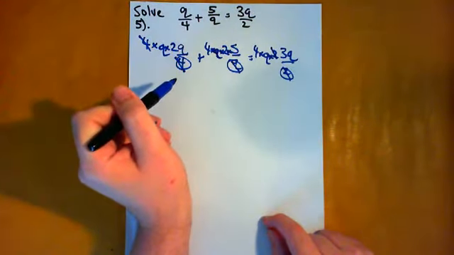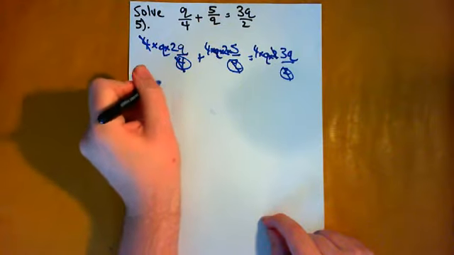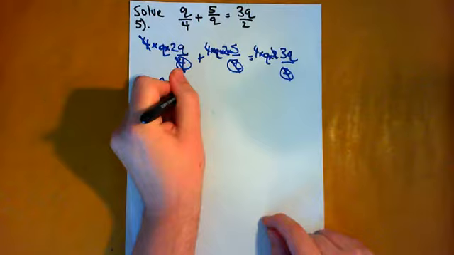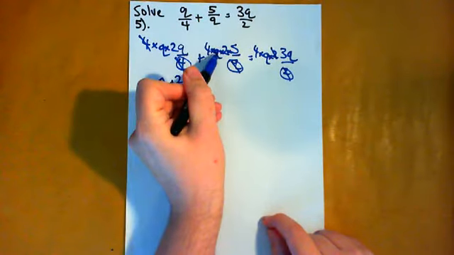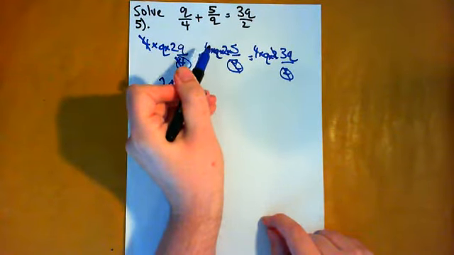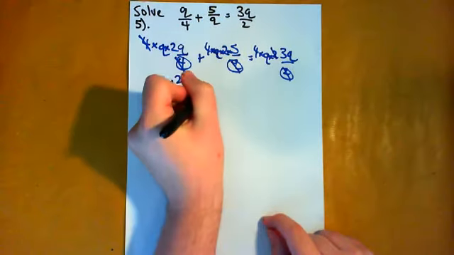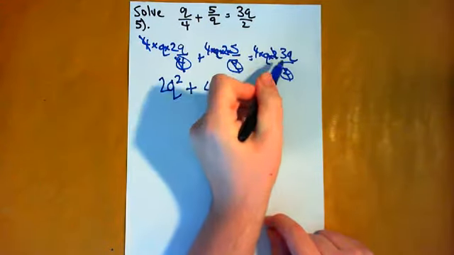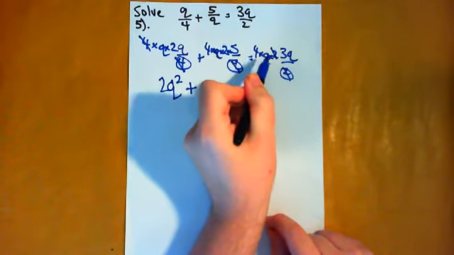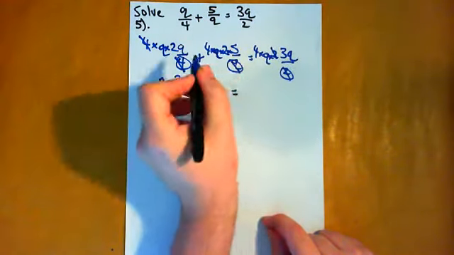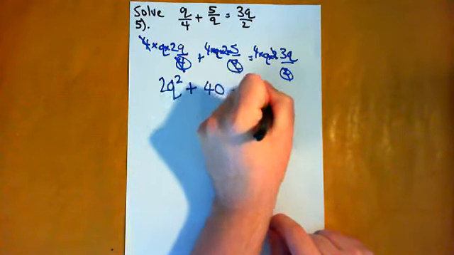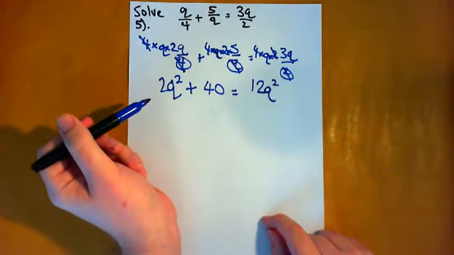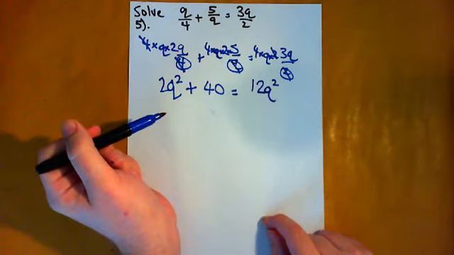So let's combine what we have. We have 2q squared, q times 2 times q, so that's 2q squared, plus the q's have cancelled out, so we're left with 4 times 2 times 5 is 40, equals, so the 2's have cancelled out, so we've got 4 times q times 3q, which is 12q squared. Okay, so we no longer have any fractions, so we're in business.